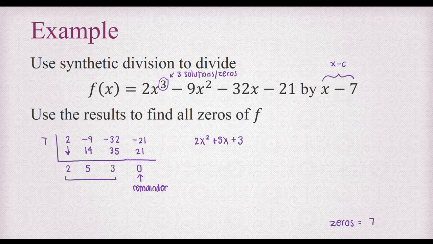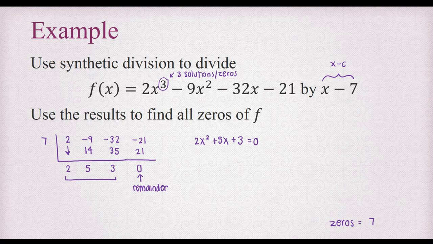Now, to find the zeros means that I want to solve for x, so I want to set this equal to 0. Because we are solving a quadratic, remember back in chapter 1, we talked about there's 4 ways to solve. You can factor, square root, complete the square, or use the quadratic formula.